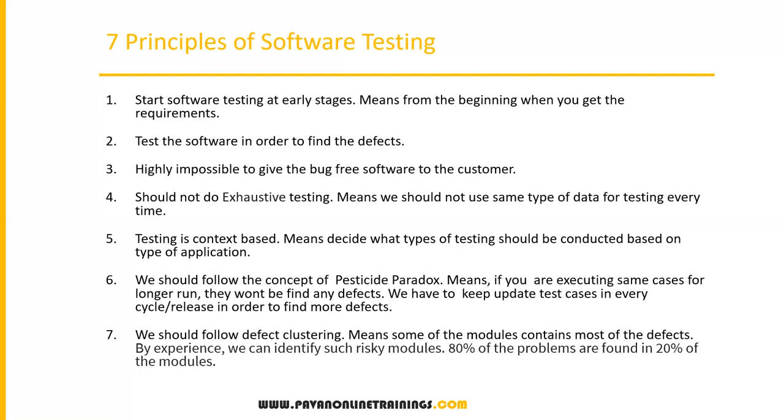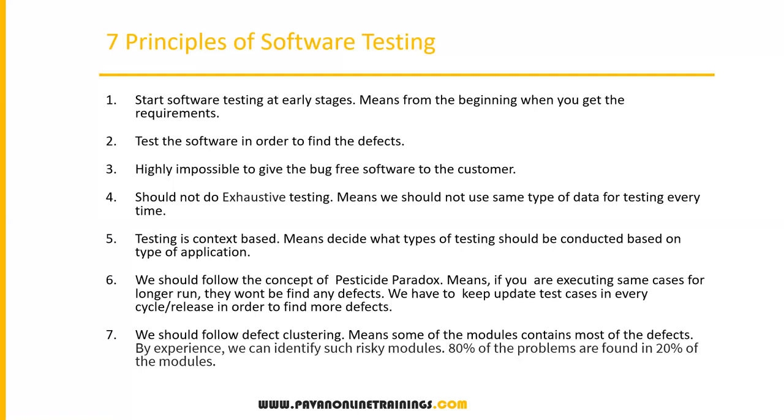So you have to test the application with different types of data, but we should not use the same type of data. If you use the same type of data every time, that is called exhaustive testing. We should not do that. That is a principle: we should not do exhaustive testing. We have to change the data every time. That is the fourth principle. And the sixth principle is we should follow the concept of pesticide paradox.